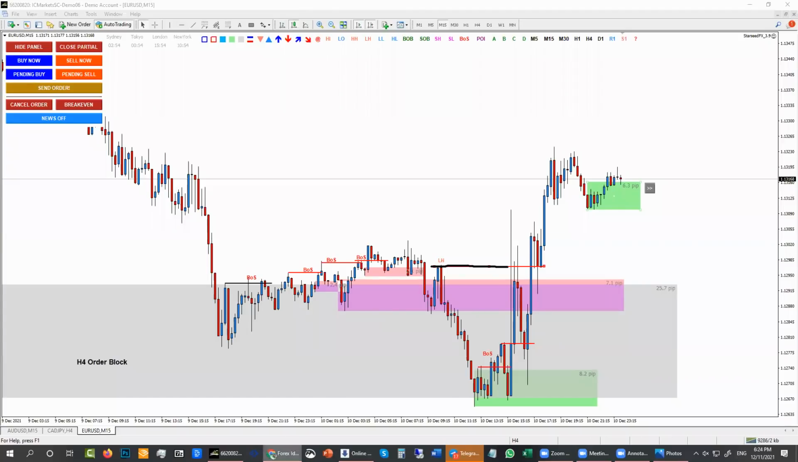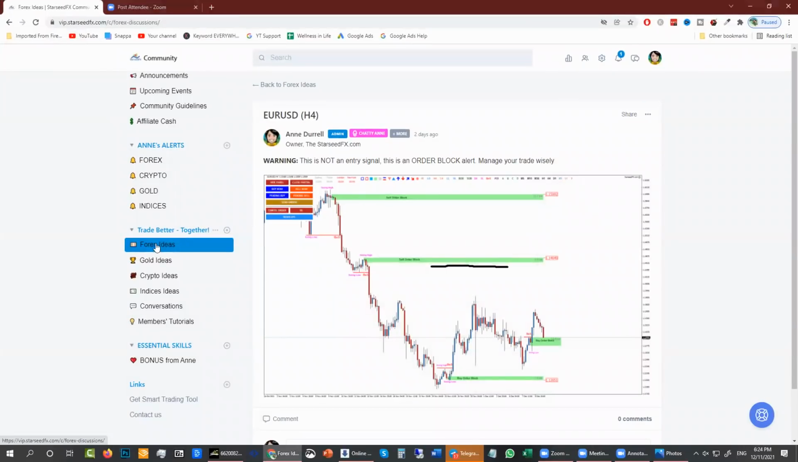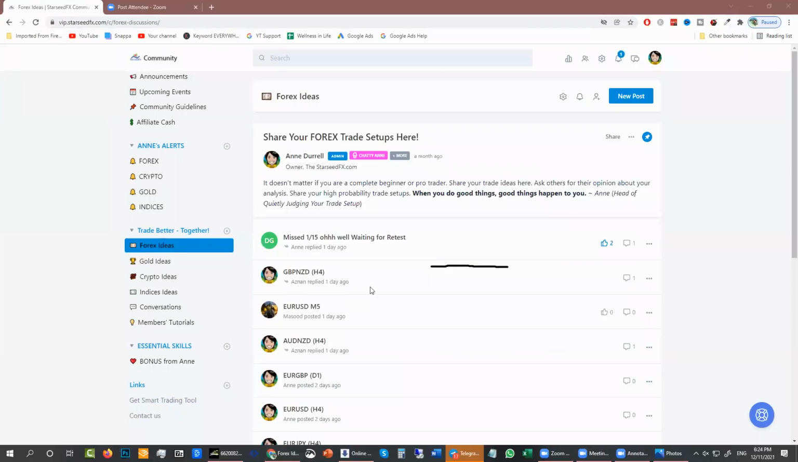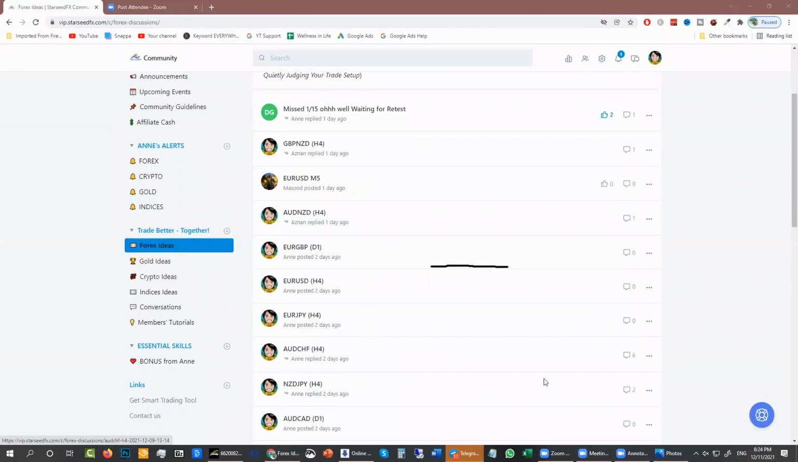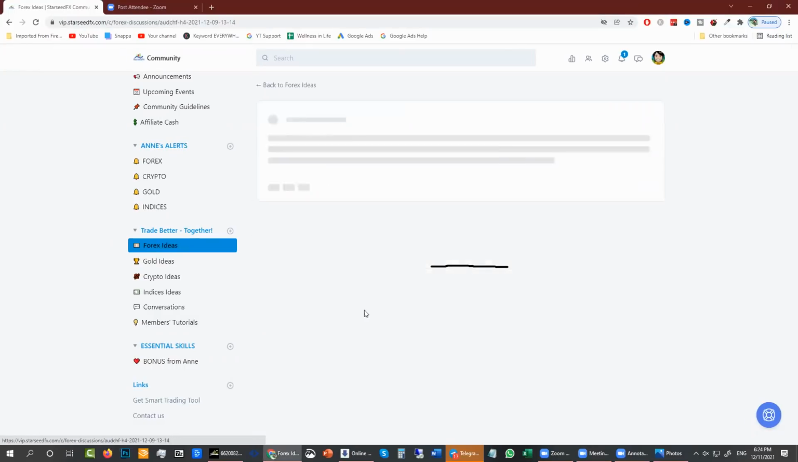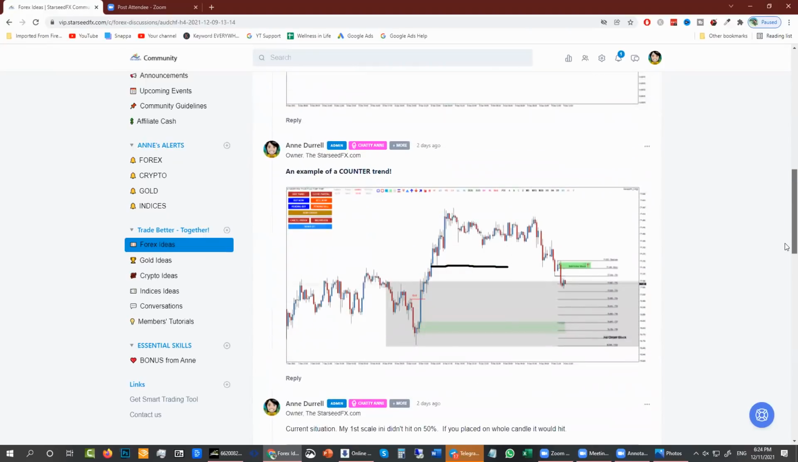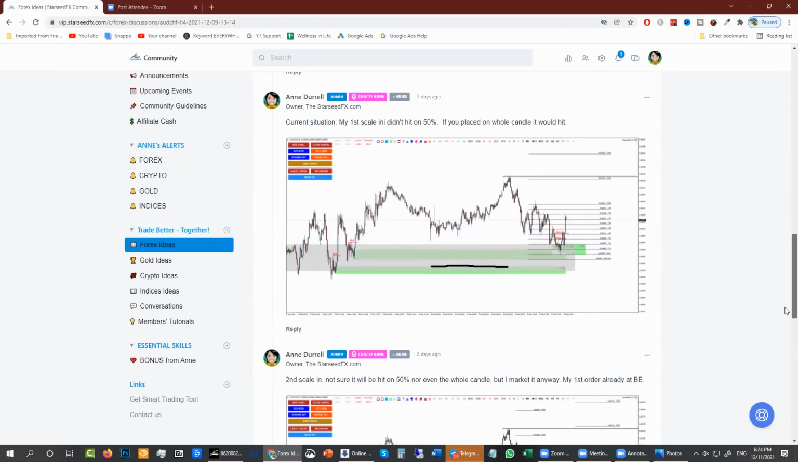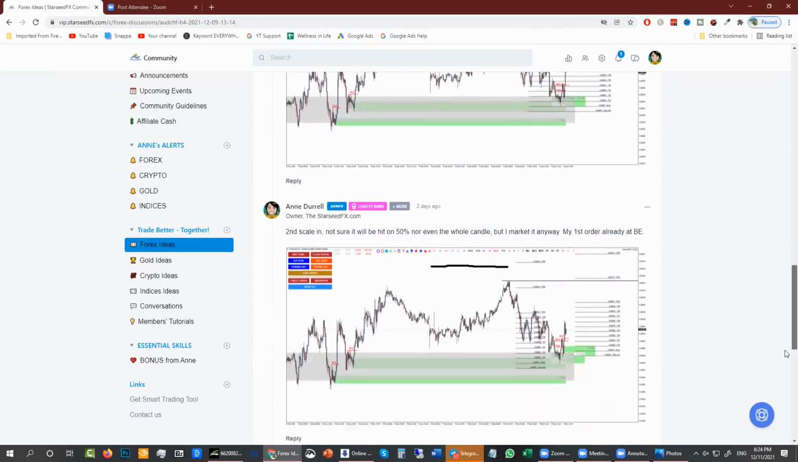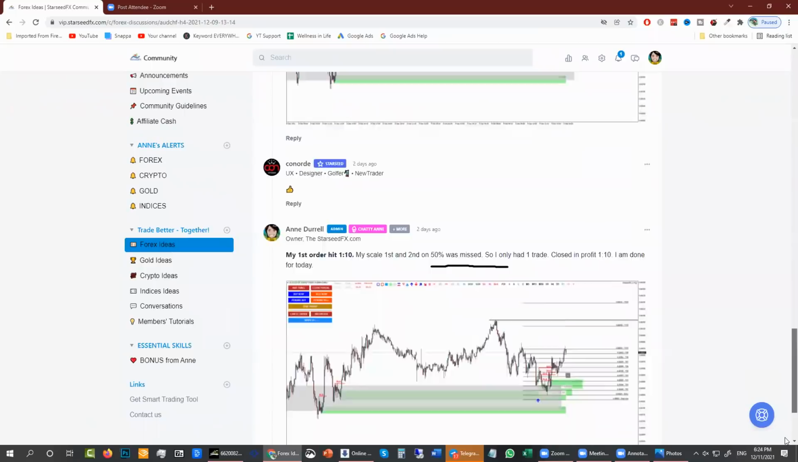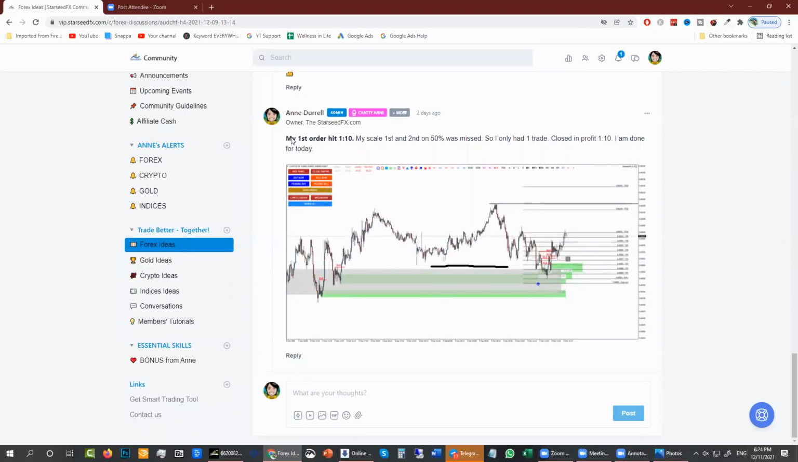I actually do that already in here. I forgot it was on the trading. Hold on, it was on your here, I think. Yeah, here there are 6 over here, meaning I follow up the market. Like I said, I look on M5 now, and then here is an example of a counter trend. So I will do this, and hopefully more often. You see, until here, my first order hit 1 to 10, my scale first and second 150 were missed. So I only had one trade, a profit in 1 to 10. I'm done for today. So I will just follow up, and I will post it in the community.